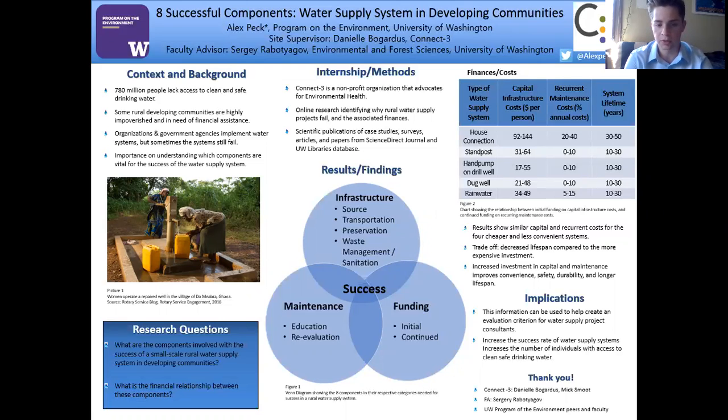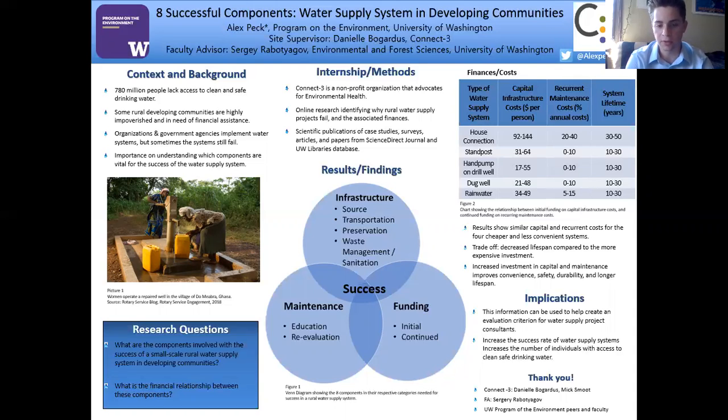Maintenance is another category. The two components are education and reevaluation. Maintenance is just the actions required to keep the state of a system operation constant. Developing communities vary in education, wealth, and overall communal structure. So they need proper knowledge, skilled personnel, or basic understanding to maintain the state of the system. That's achieved through third-party help or reevaluations from qualified personnel.